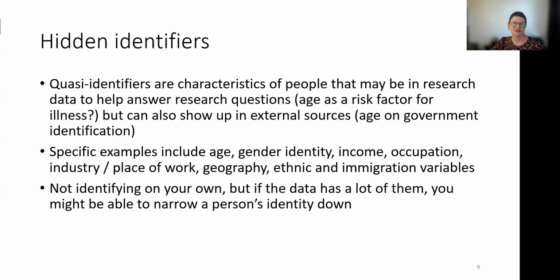Knowing one of these is probably not going to tell you who a person is. Knowing a whole bunch of them may give you some idea. So these are not identifying on their own, but if a data set has a lot of them, you might be able to narrow down a person's identity.